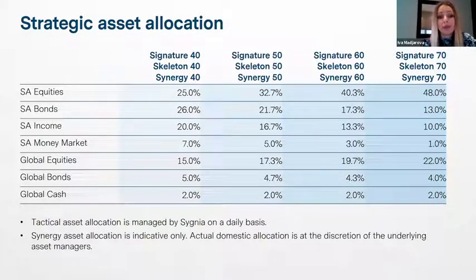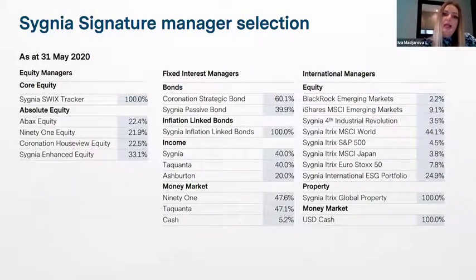So as a person goes through their working life, they will have their mix of assets change as they get closer and closer to retirement. And as I mentioned to you, once the strategic asset allocation has been decided on, and for the Skeleton and the Signature portfolios, that's done in-house by the Sygnia investment team, the next step then is to say, how do we implement these strategies? Once we've decided exactly what percentage should be invested in South African equities, what percentage should be invested in South African bonds, then who do we choose to actually implement those investment decisions?